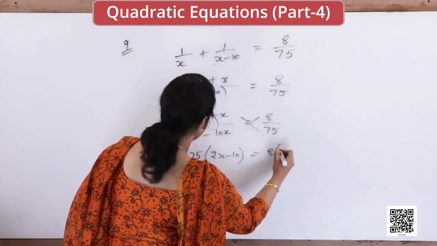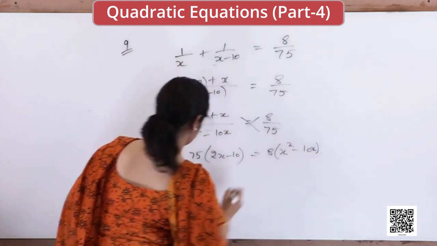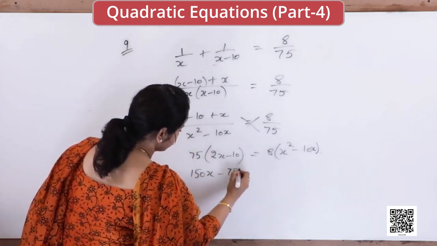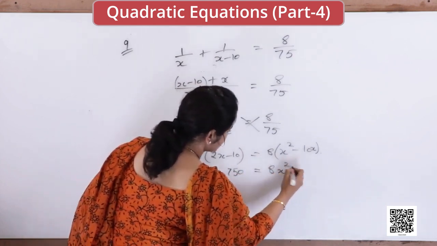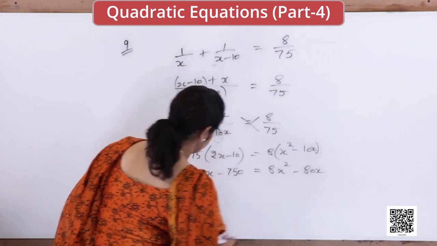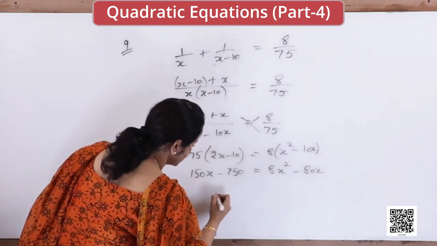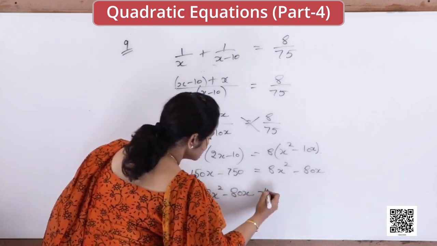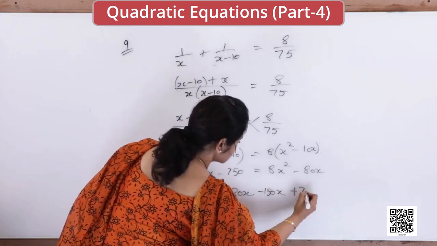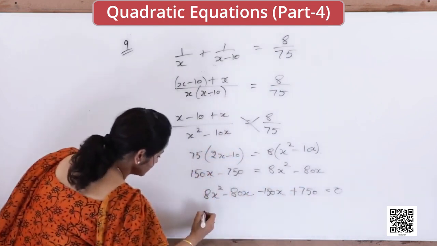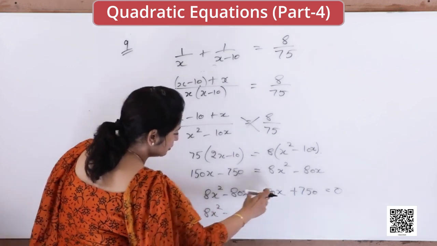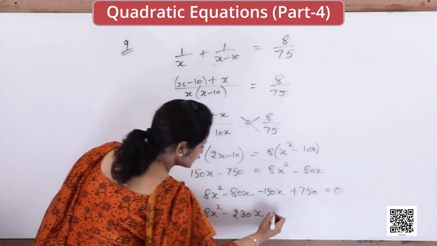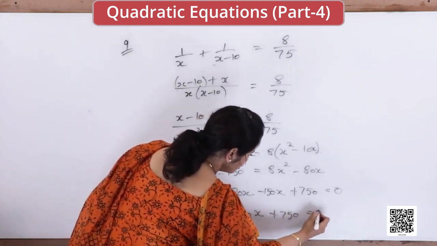And here 8 multiplied by X square minus 10X. So 75 into 2 is 150X minus 750 equals to 8X square minus 80X. Now taking these two values to that side, we will have 8X square minus 80X minus 150X plus 750 equals to 0. So 8X square minus 150 plus 80 will be 230, 230X plus 750 equals to 0.